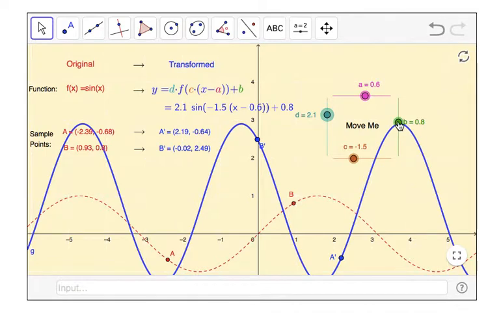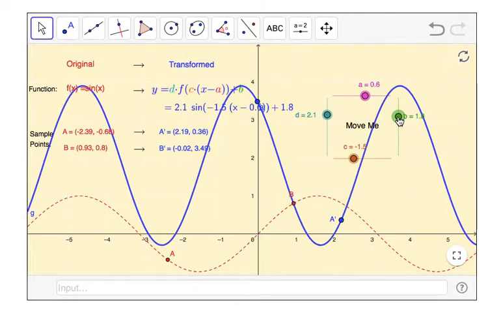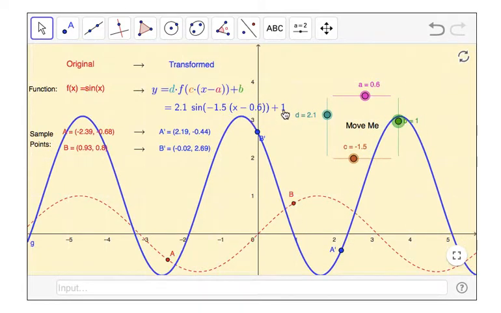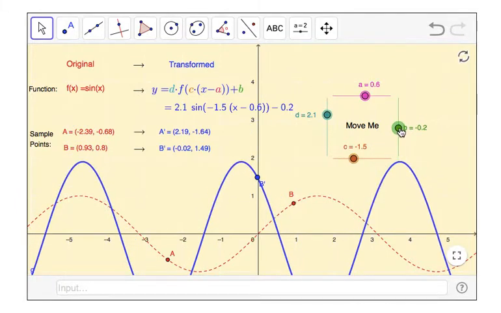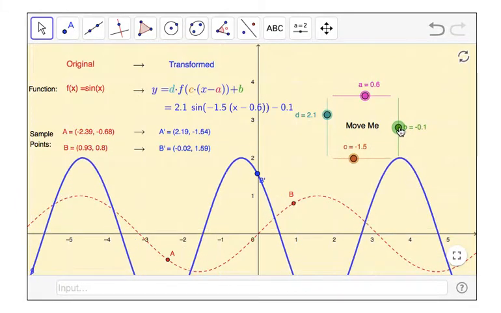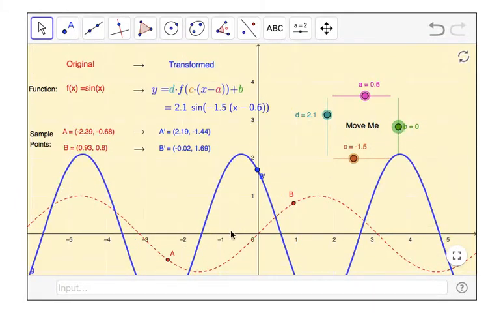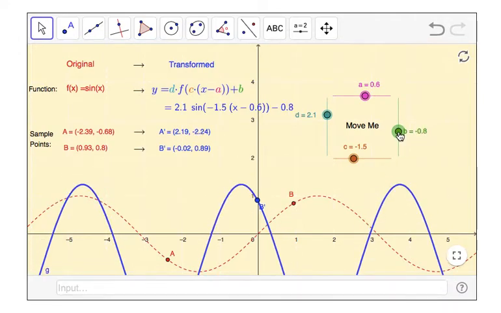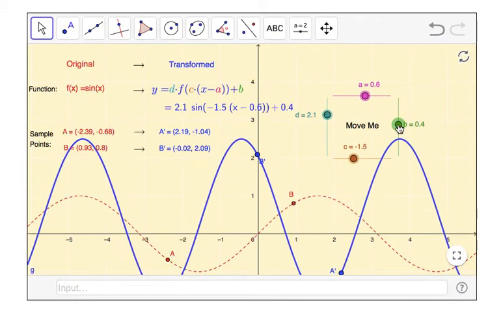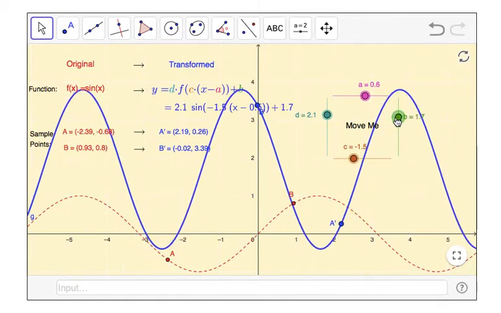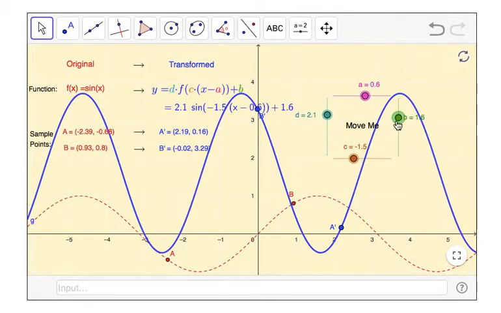I can also do vertically, I can do my b value. So the number on the outside of the sine, right now it's plus 1. I can make it go to 0. There's no shift, it's right in the middle there. I can make it go down. So that represents my vertical shift value. You can see it changing out here.